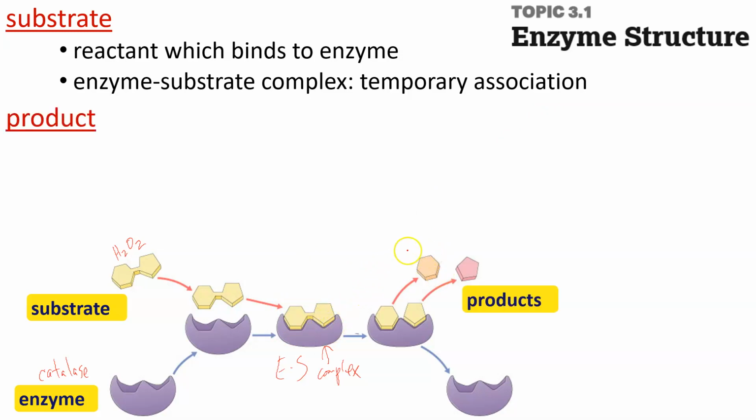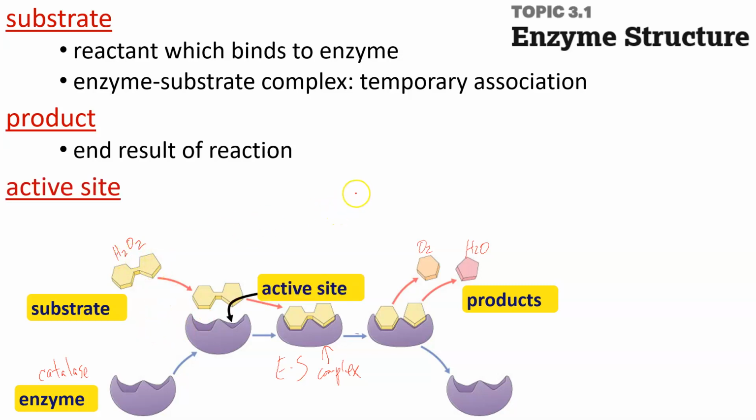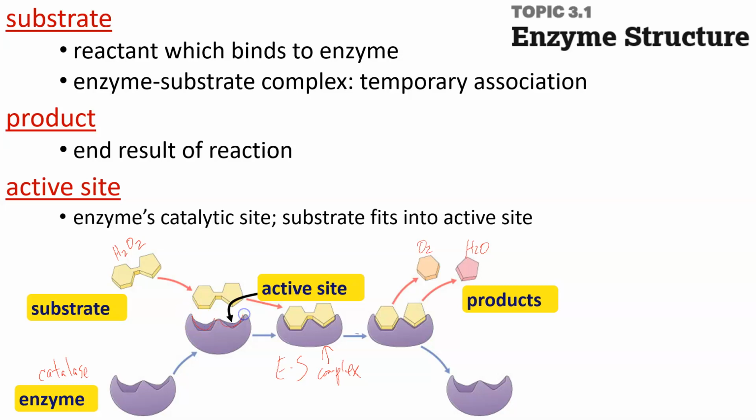The products, in our specific example, of course, we had O2 as one of our products, and H2O is another product in this reaction, right? This was for our H2O2 example here. This is the end result. Catalase was breaking down this H2O2. The active site simply refers to this site where the substrate will enter. This is considered the catalytic site.